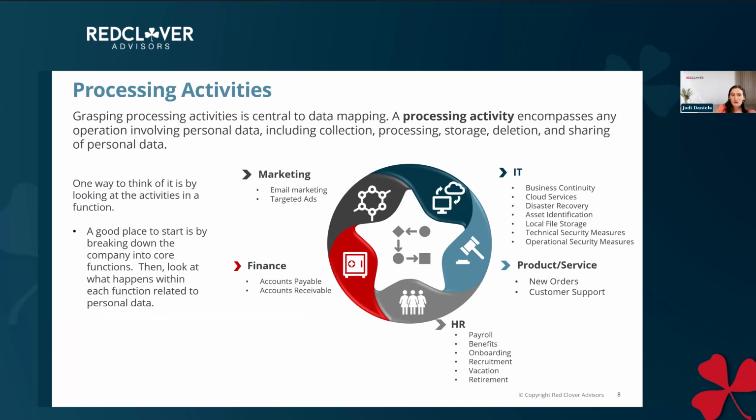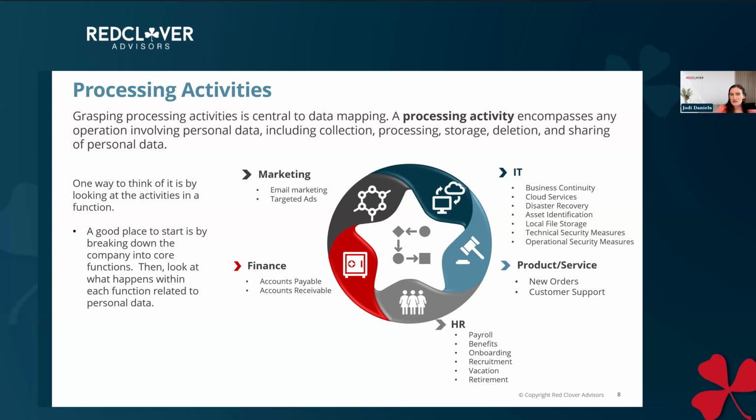Then at Red Clover, we really like to focus on the business process activities. This aligns with the ROPA, the record of processing activities GDPR requires. And we think about the different parts of an organization. This is just a few: marketing, IT, finance, HR, product. Think about your organization. Think about maybe the functional departments. And what are the business processes? What are the things that people are actually doing in each one of those functions?